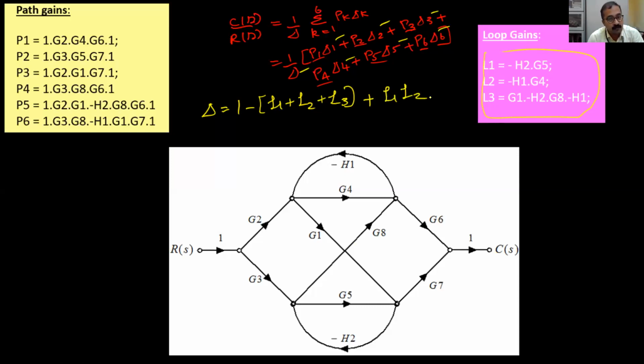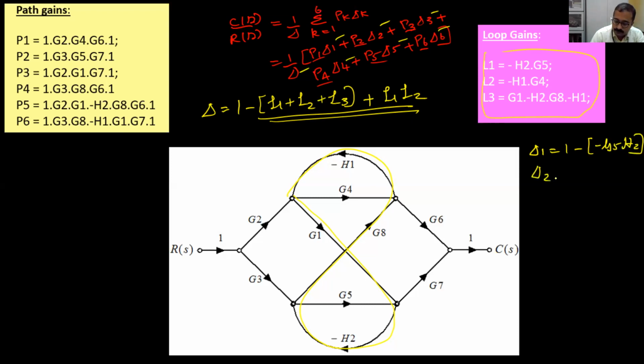Are there any other possible combinations? No, because the third loop will be touching. This was the third loop, right? So the third loop will touch the first and the second loops. So we don't have the remaining terms. So delta is this much. Okay. Now what is delta 1? Delta 1 means 1 minus sum of all loop gains not touching first forward path. Which is the first forward path? G2, G4, G6. Do we have any loop which doesn't touch that? G5 minus H2. So 1 minus G5 H2. That is your delta 1.